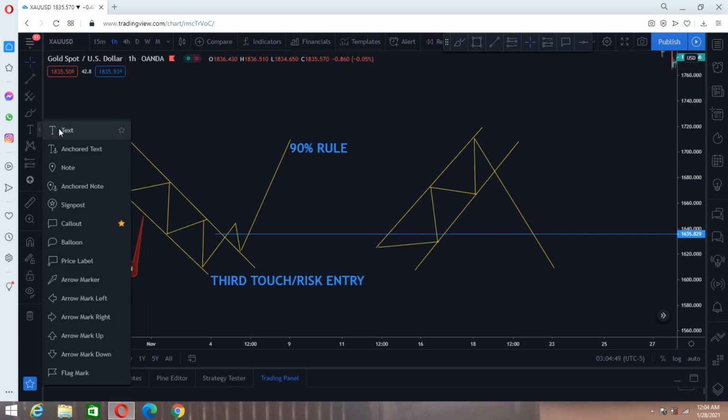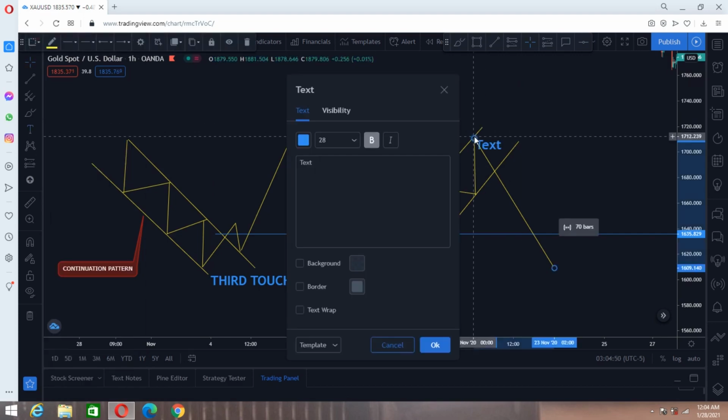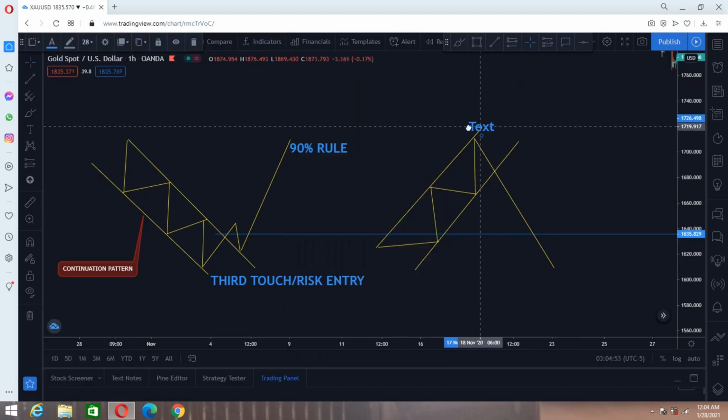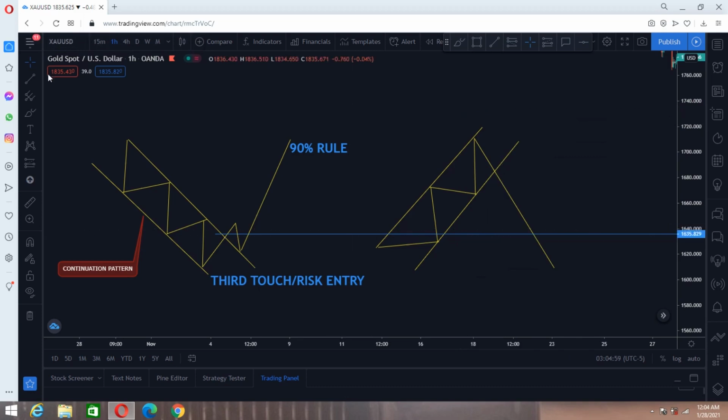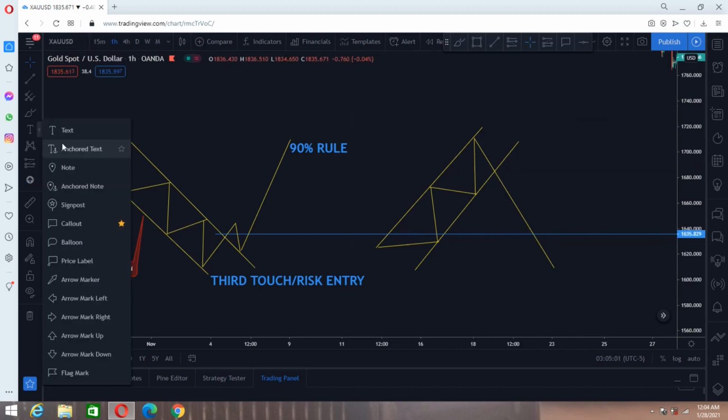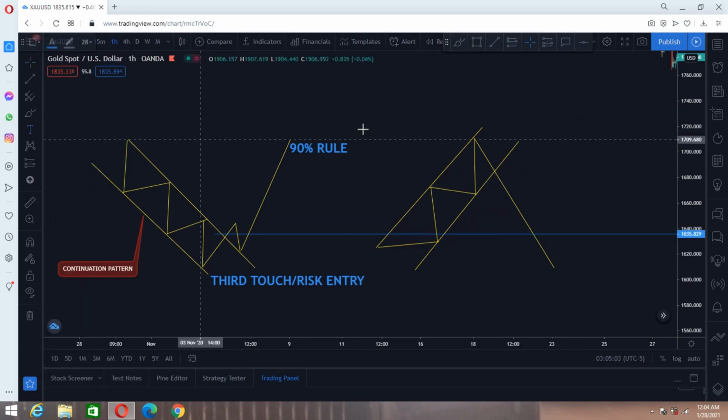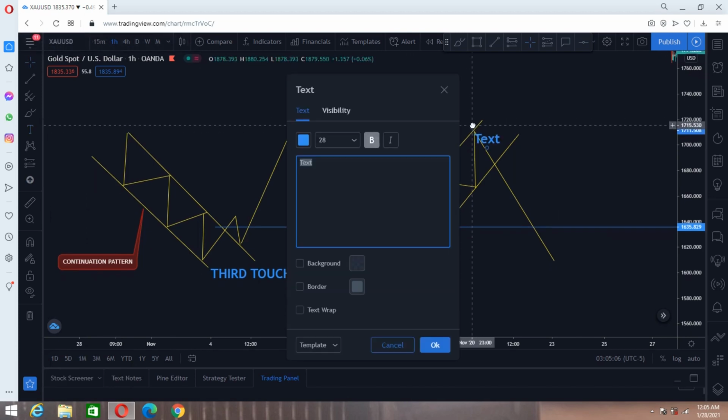Same thing here on the reversal pattern. Just wanted to show you guys. Third touch, or you can get the risk entry.